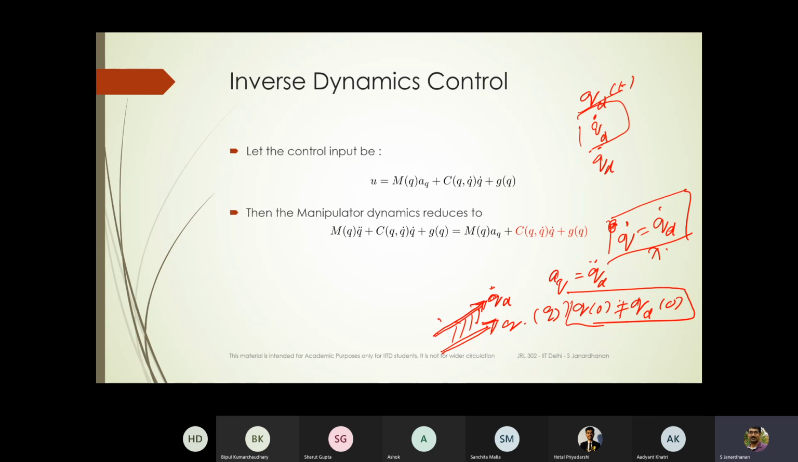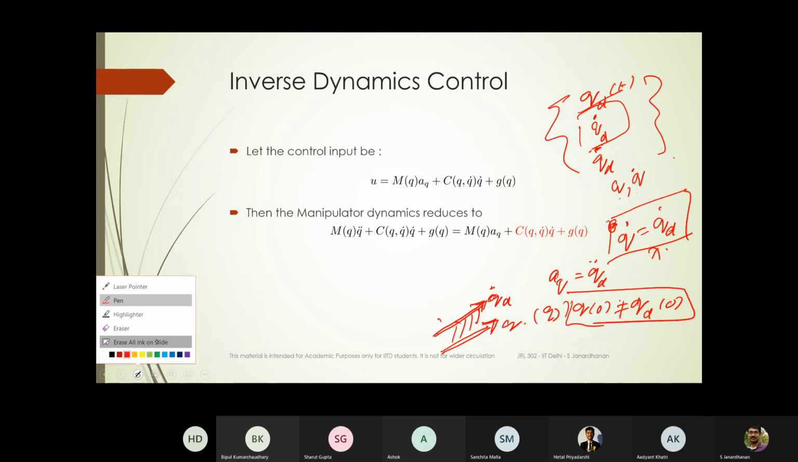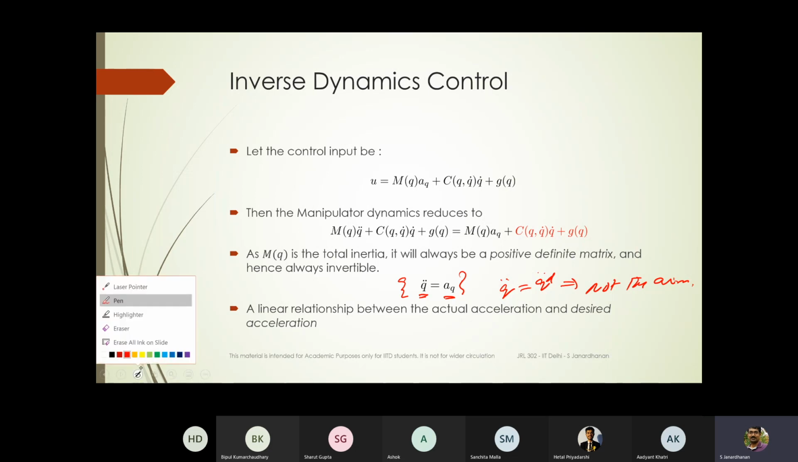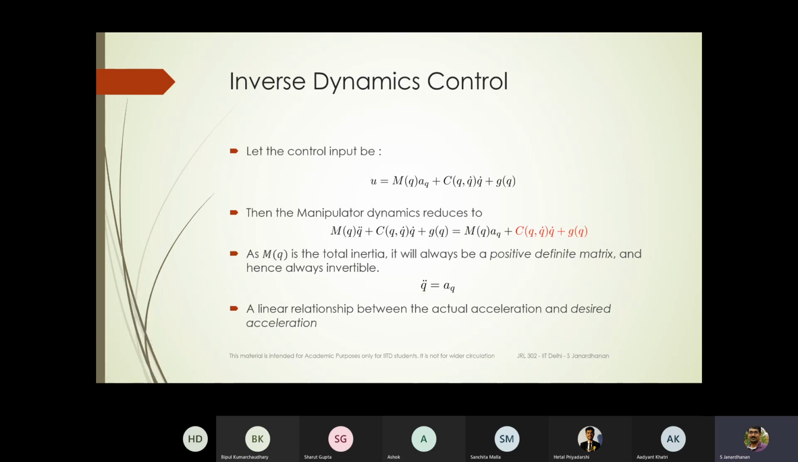So that's the basic point that I want to make: AQ is not actually QD double dot. AQ should be designed based on the entire information about the desired trajectory, and information about the actual joint position and joint velocity. So basically what you want is Q double dot to be AQ. Q double dot equal to QD double dot is not the aim. If you have Q double dot equal to AQ, then the desired acceleration and actual acceleration should have a linear relationship. And since you want a linear relationship overall, AQ should be some linear function of your errors also.